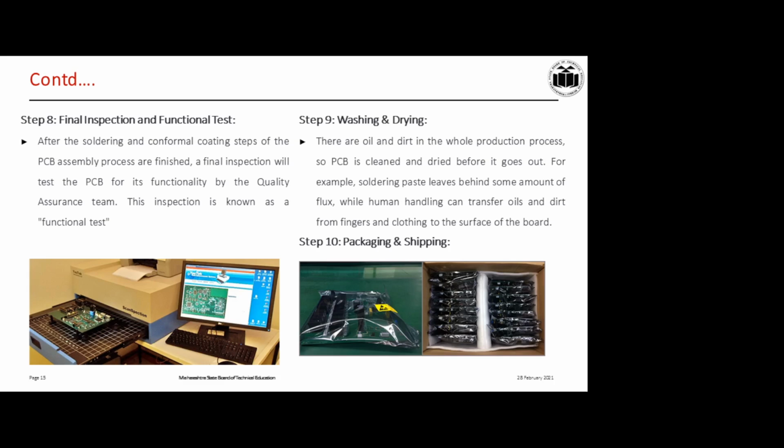After soldering and the conformal coating, the PCB assembly process is finished and the final inspection is done on the PCB by the quality assurance team. That is called the functional test of the PCB. Step 9 is washing and drying. Whatever oil and dirt accumulated during the production process, the PCB will be cleaned and dried before it goes out for packaging. The last step is packaging and shipping. That is the way the SMT process is done.